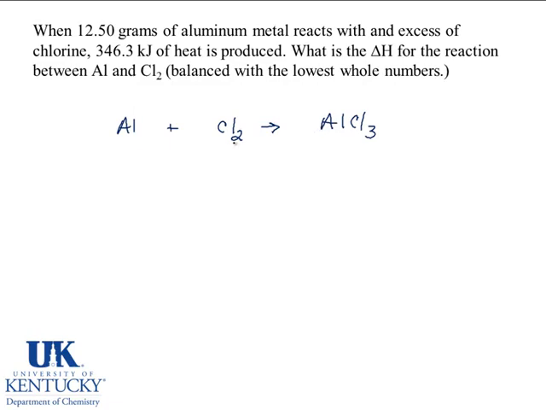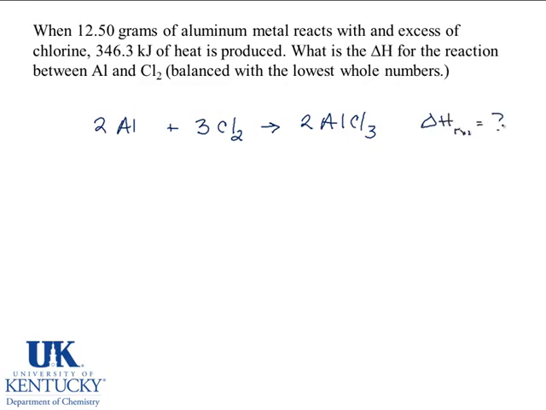And if we balance it, we're going to put a 2 here, a 3 here. That'll give me 6 of the chlorines, and I'll need a 2 here. So this is the lowest possible whole numbers you can use to balance this reaction. And we're trying to determine the delta H of this reaction.